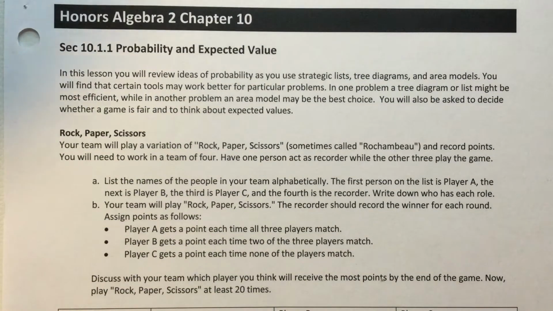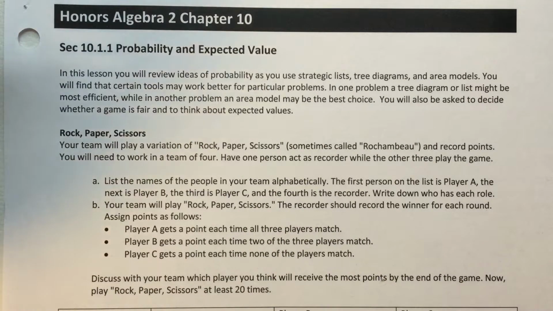We'll use some ideas you've learned before, things such as systematic lists. We're going to learn about tree diagrams and area models. Certain tools may work better in particular problems, so we'll talk about which ones to use when. In one problem a tree diagram or list might be most efficient, and then we'll talk about area models and when they will be best. We're also going to talk about expected values and whether games are fair or not.